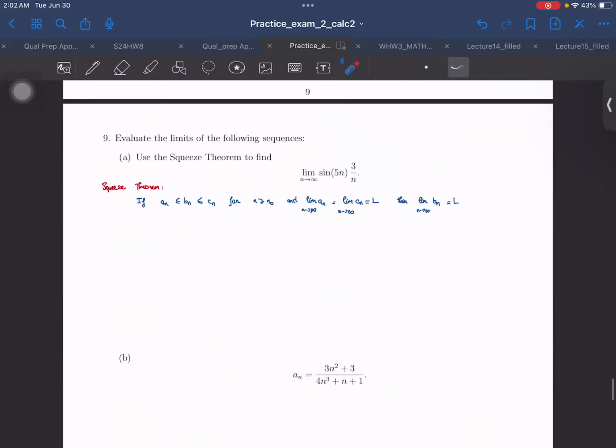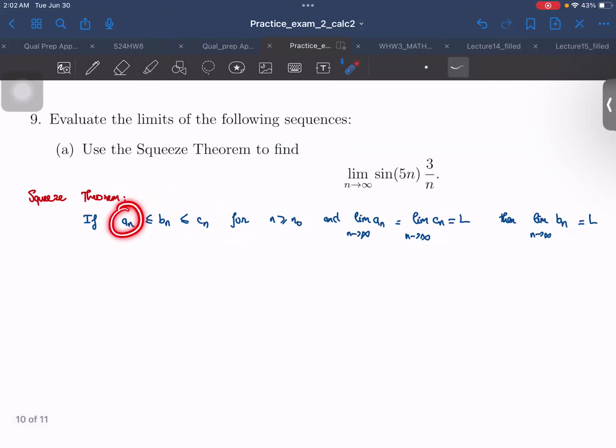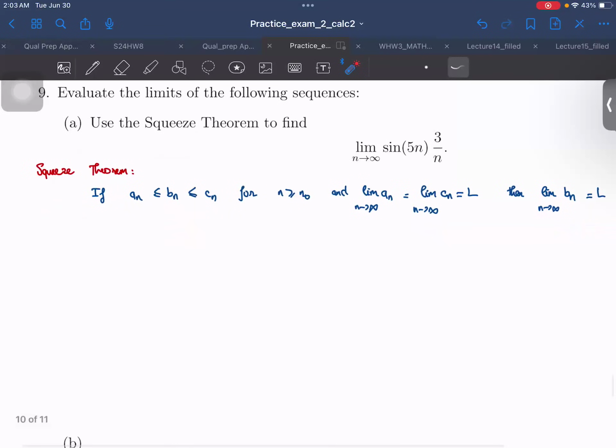For question number nine, I want you to evaluate the limits of the sequence. It is most likely that I will ask one question using the squeeze theorem. So let me record the squeeze theorem. It says that if you have some sequence that is bounded by two other sequences, and if the lower bound sequence and the upper bound sequence have the same limit, then it forces this middle sequence to have the same limit.